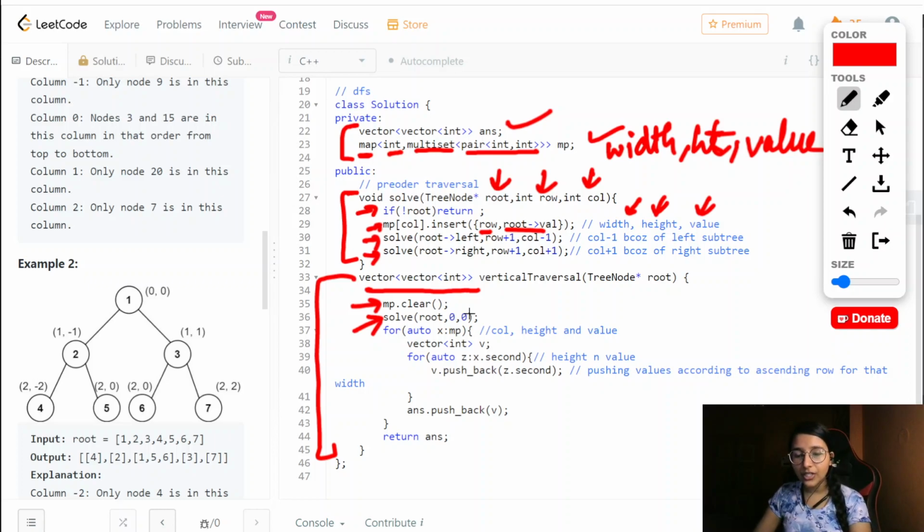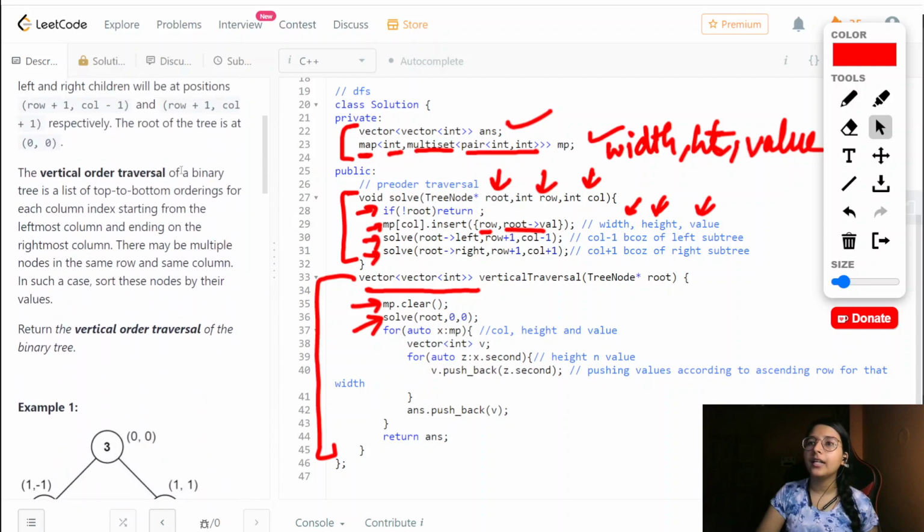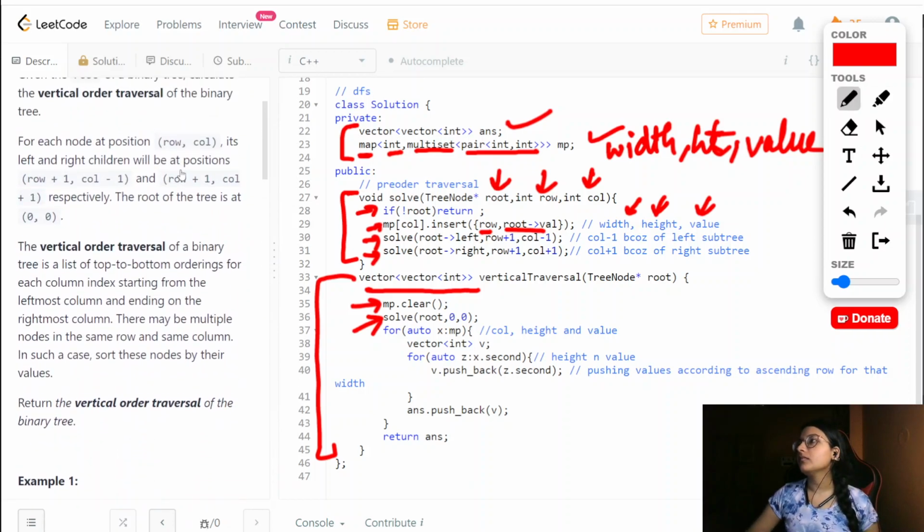For the leftmost and rightmost functions, it is already mentioned in the question that for the leftmost we have column -1, and for the rightmost we have column +1. So we are taking row +1 as it is, the way they are taking, and for the column we are taking column -1 for leftmost and column +1 for the rightmost. So this is how we are doing the DFS for this question.